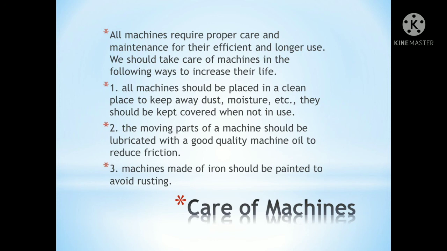The moving parts of the machine should be lubricated with good quality machine oil to reduce friction, because if you don't give oil, it will not move smoothly. There will be friction, and slowly what will happen? It will rust away. Machines made of iron should be painted to avoid rusting. So these are the ways of taking care of a machine.